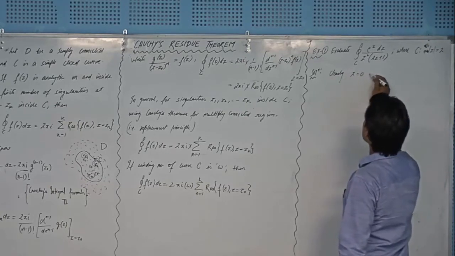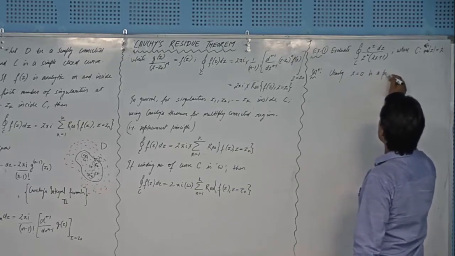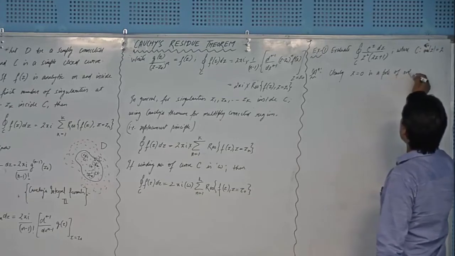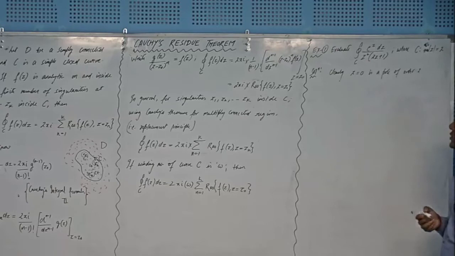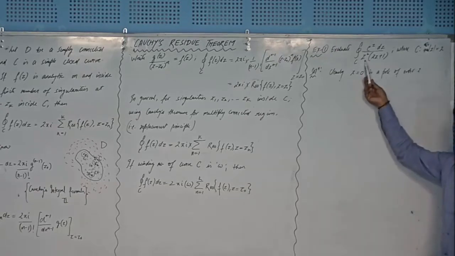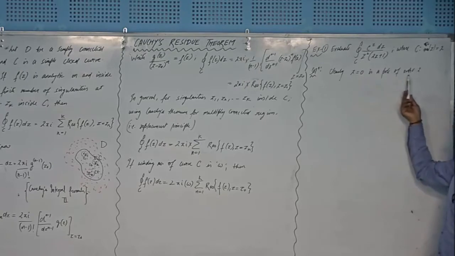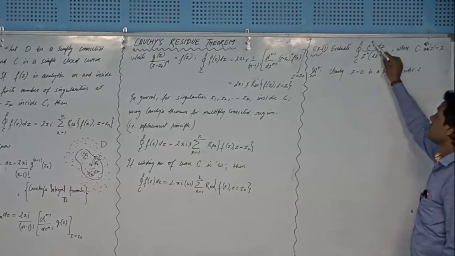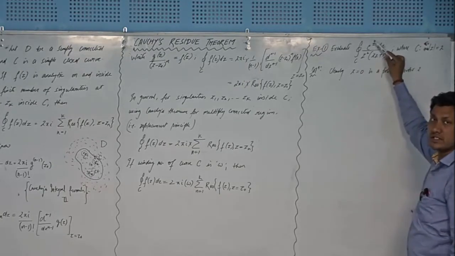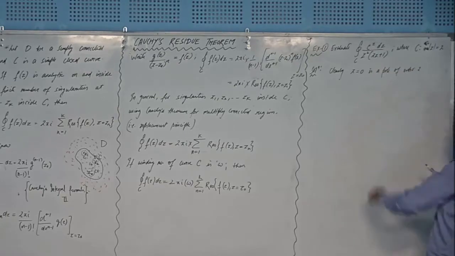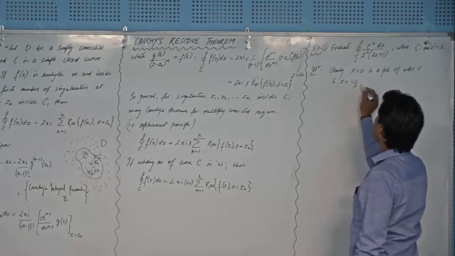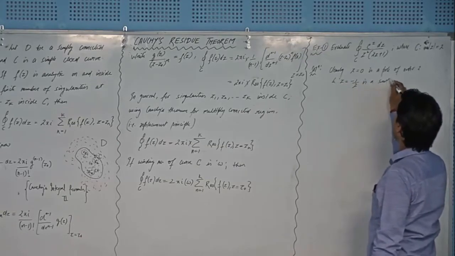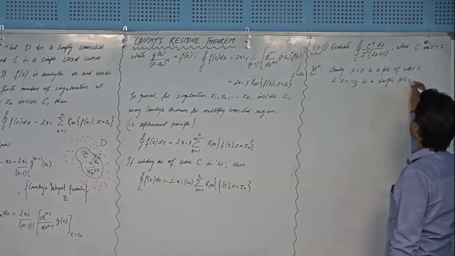z equal to 0 is a pole of order 2. Why am I writing that it is a pole of order 2? Because z equal to 0 is obtained twice, meaning the multiplicity is 2 and the order will also be 2, because the numerator is analytic at that point. So be careful at that point. And z equal to minus 1 by 2 is a simple pole.